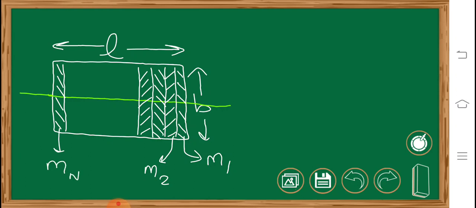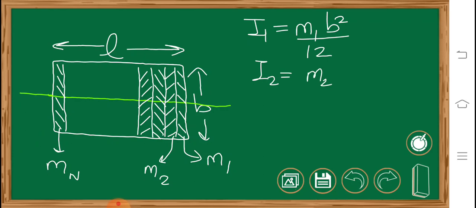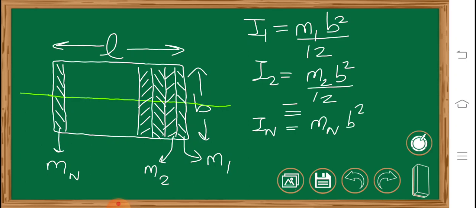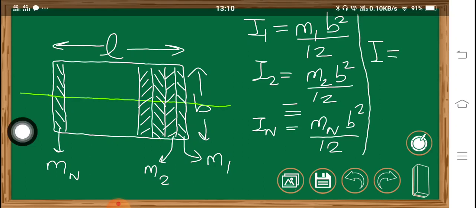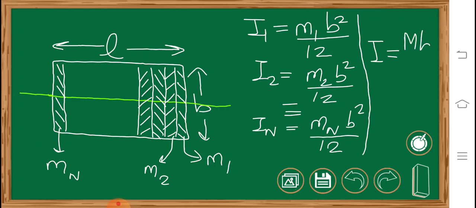it is mn. So we can see that I1 will be m1 b square upon 12, I2 will be m2 b square upon 12. In a similar manner, In will be mn b square upon 12, and when we add all of them we will get the moment of inertia as capital M b square upon 12.